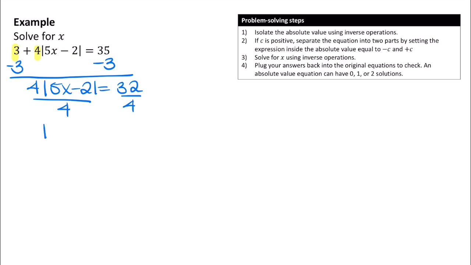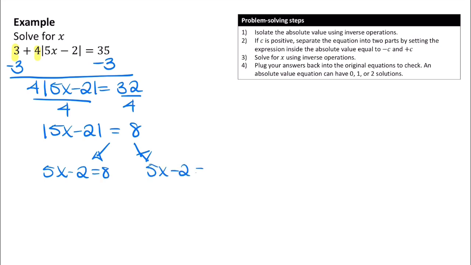And so that's going to give me the absolute value of 5x minus 2 is equal to 8. So 8 is positive and my absolute value is isolated. So I go ahead and separate into two cases. So I have 5x minus 2 is equal to 8, and 5x minus 2 is equal to negative 8. So now I'm going to solve these equations.